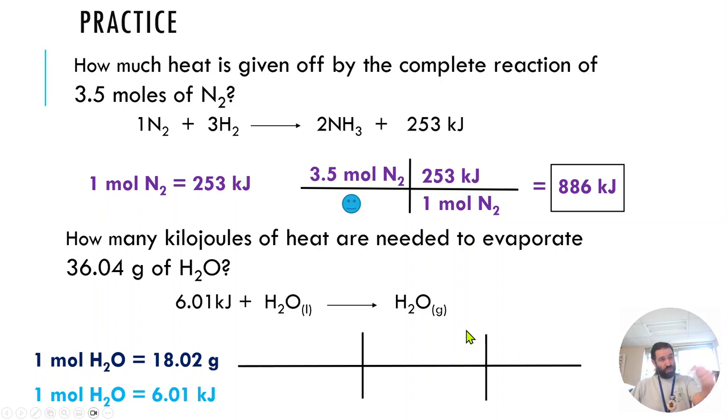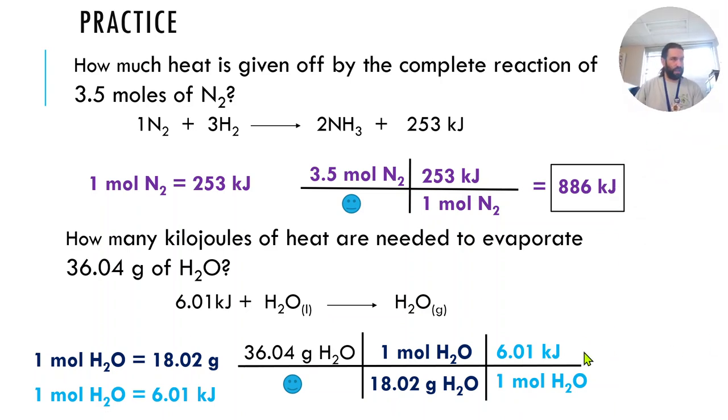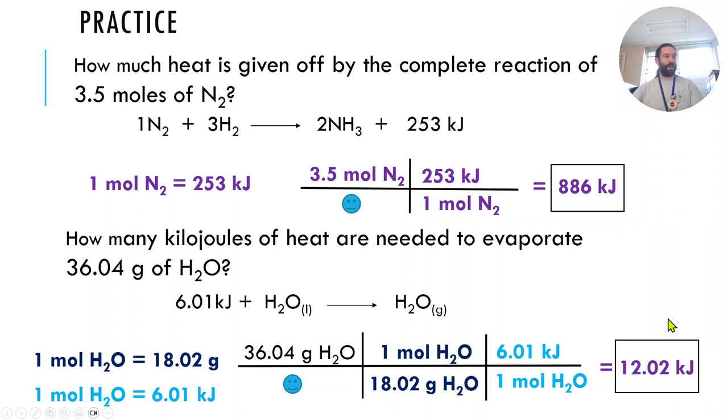I need to make 2 conversions, so I need a fence with 2 steps in it. Put your smiley face down below and put the given amount in the top left. What we are given is 36.04 grams of water. So first things first, we got to convert grams to moles. So grams of water down there, moles of water up there. Once we have that, we can use this one. Put the mole below so they cancel. Kilojoules above. When you do the math, it'll be 36.04 divided by 18.02, which equals 2. 2 times 6.01 is 12.02 kilojoules. That's your answer. So put a box around it.